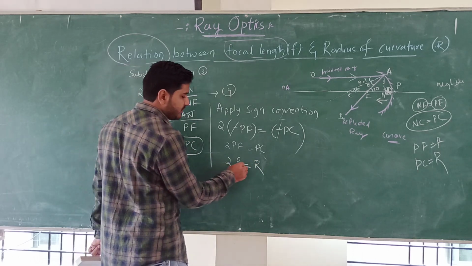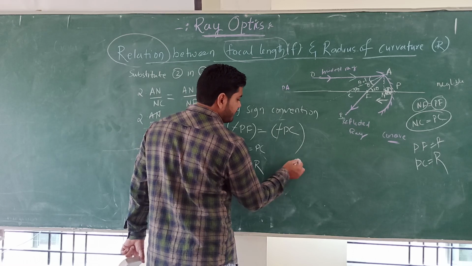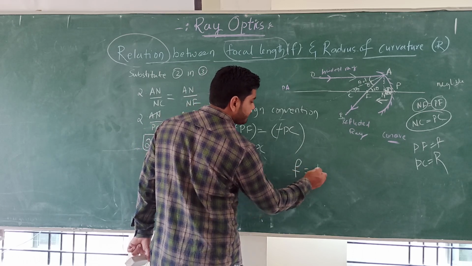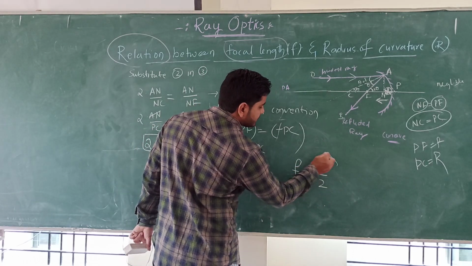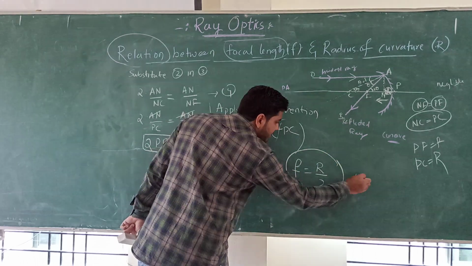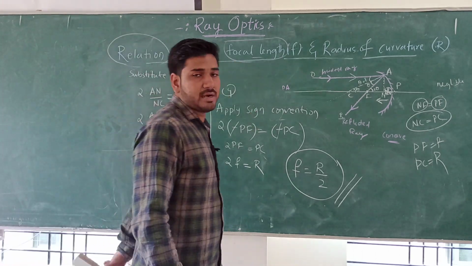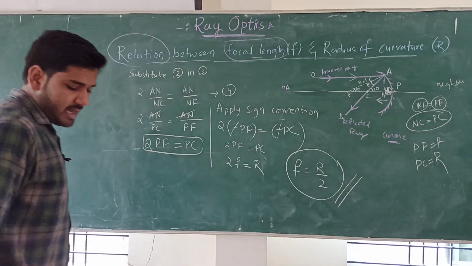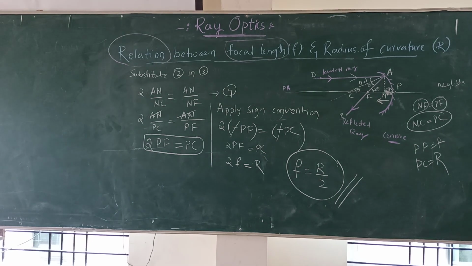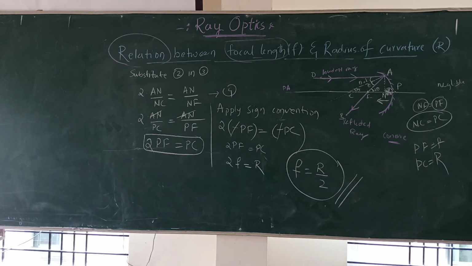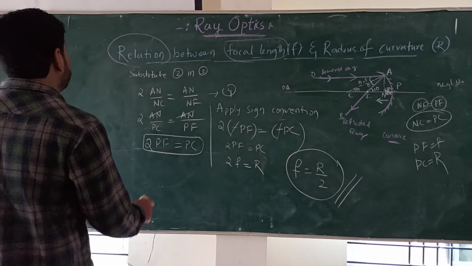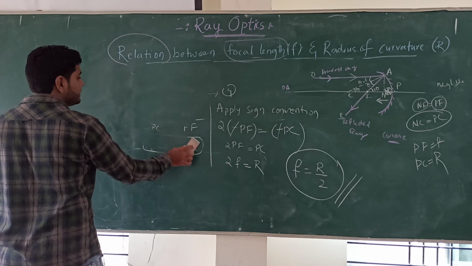2 into F is equal to R, or finally I can write F is equal to R by 2. So this is the relation between focal length and the radius of curvature. This is a very important relation, one of the most important relations in optics. Always remember this, don't forget it. In a lot of problems we are going to use this formula.